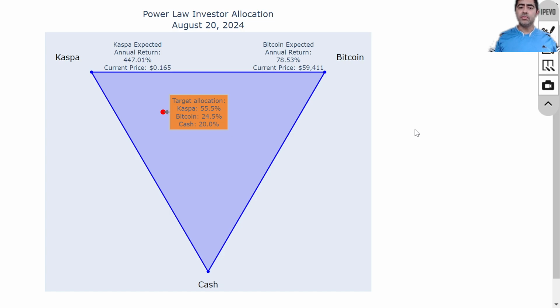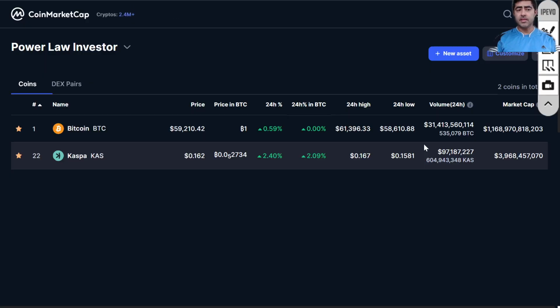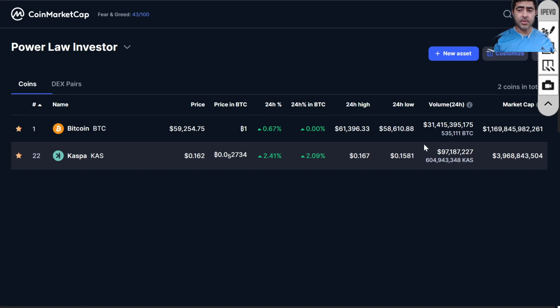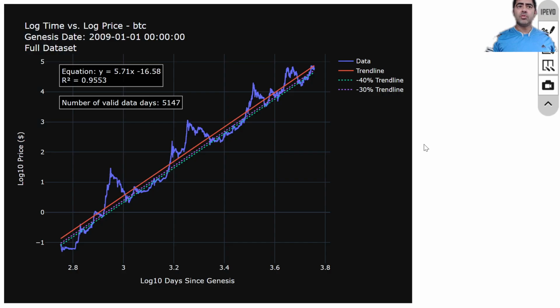So we've already talked about the power law triangle over here. Let's move on to the next one, which is just giving you real-time information on what the value of Bitcoin and Kaspa is today on August 20th, 2024. And this is a live updated price from CoinMarketCap. So as you can see, the numbers are slightly different from what shows up in the triangle over here, but they're broadly the same because the prices in my analysis update only once a day, and this is the live price.